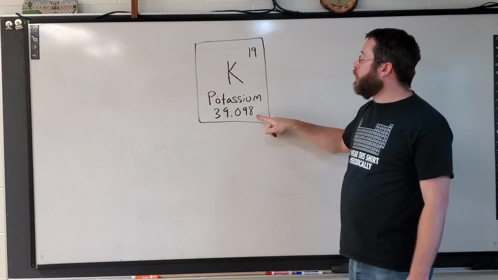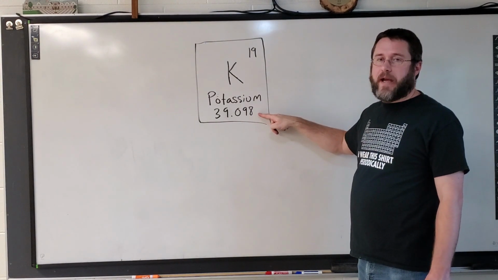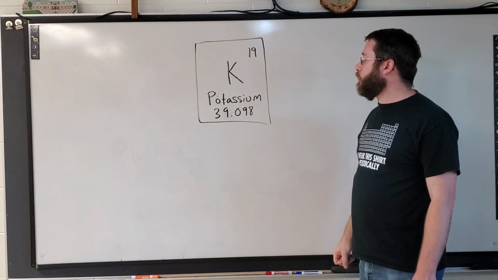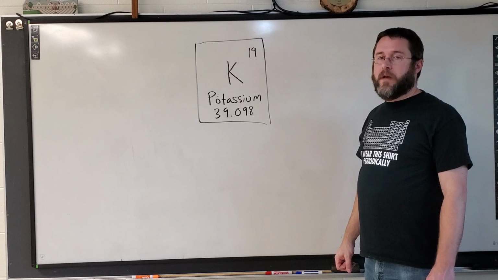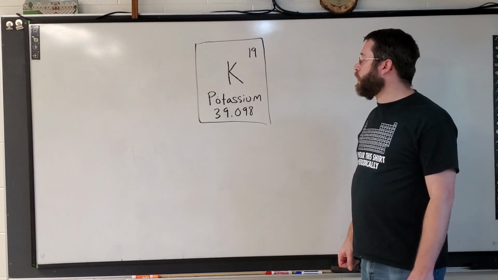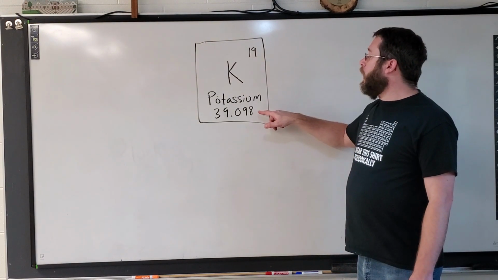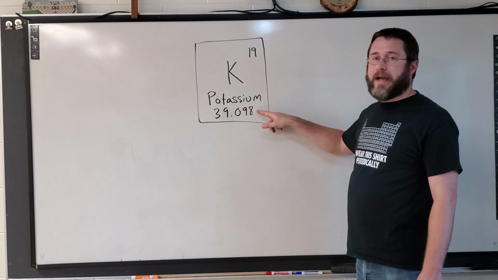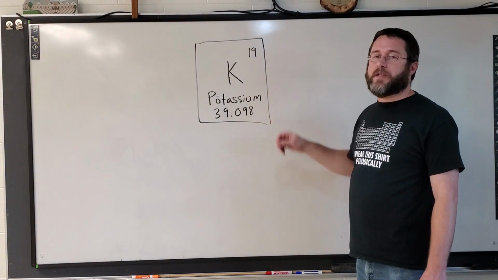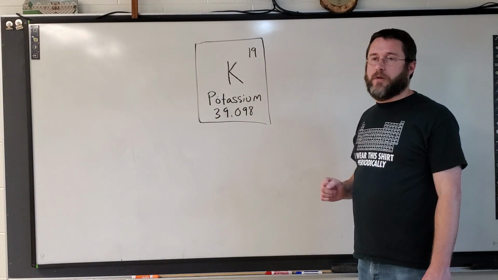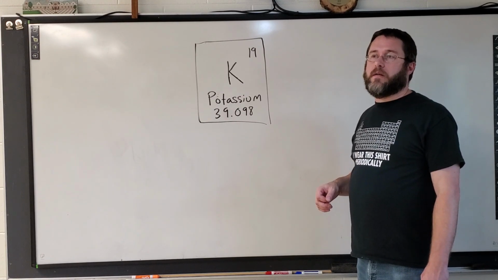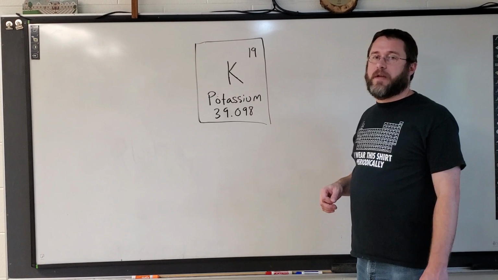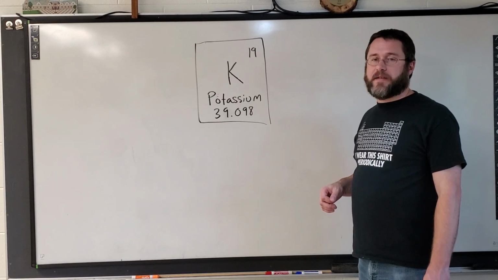Then below the name is the atomic mass. In this case, 39.098 atomic mass units. They have their own special units for measuring. And the atomic mass for an atom is essentially the weight of the protons and the neutrons. The electrons are so teeny tiny, they are practically insignificant when it comes to mass.